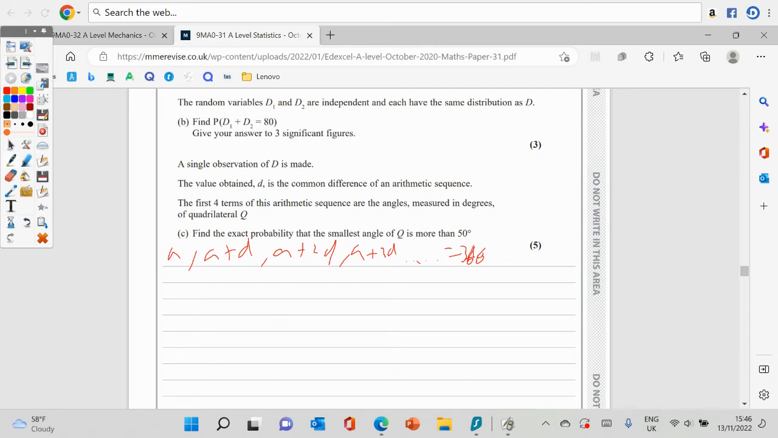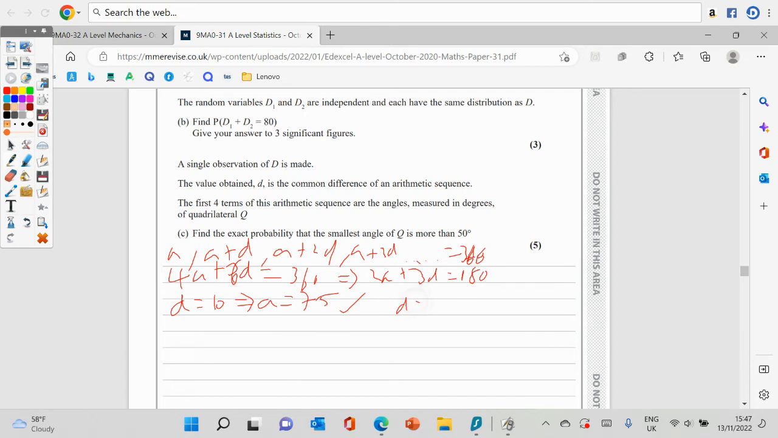Because we're told that they are a quadrilateral and the sum of the angles of a quadrilateral is 360 degrees. Now, if you add them up, you get 4A plus 6D will be equal to 360. And we get 2A plus 3D is 180. Now we choose values of D in order for this to work, don't we? D is 10. Get A is 75. Okay, I'm happy that works.